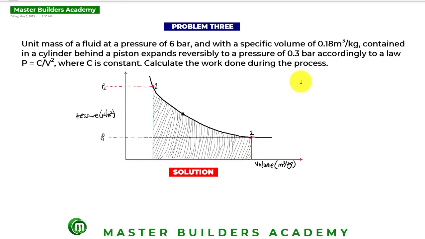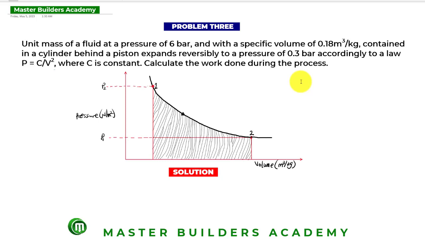Now, if you check this question and compare it to other problems we solved before, you will find out that first, here, pressure is not constant. We have two different pressures, right? 6 bar and then 0.3 bar. According to the law, as you can see there, P is equal to C over V squared. Again, when we check the pressure relationship that we are given here, you will find out that we have C, which is a constant, and V, making this expression contain variables.